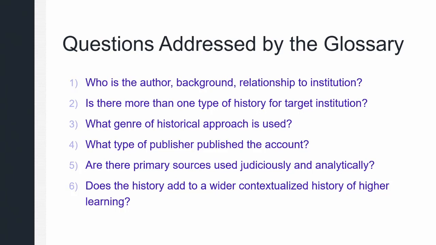research. Such questions may include: who is the author, background, relationship to institution? Is there more than one type of history for target institution? What genre of historical approach is used? What type of publisher published the account? Are primary sources used judiciously and analytically? And this is very important for best practices, which Clarence and I are proposing. Does the history add to a wider contextualized history of higher learning?